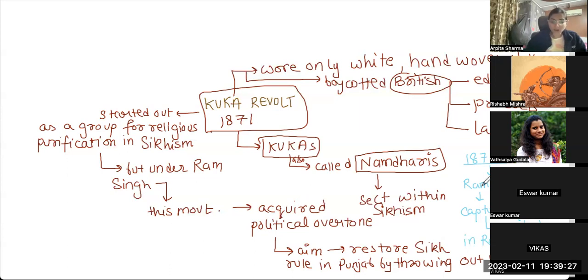Okay. And along with him, 65 Kukas also were blown away. He was sent on exile and 65 Kukas, that means the Namdharis, they were blown away through cannons. Top se uda diya gaya. They were tied to the cannons and they were blown away. That was the punishment given to the followers of Sikhism, the Namdharis. Yahan tak point clear ho gaya? Please let me know if the point is clear.